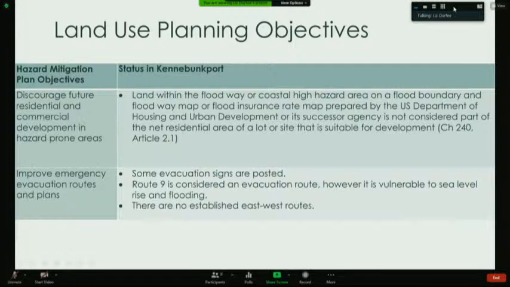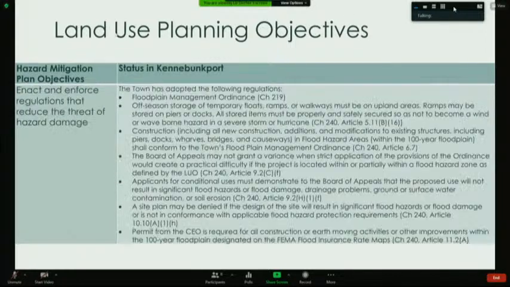Another objective from the plan is enact and enforce regulations that reduce the threat of hazard damage. And I pulled out some of the sections of your floodplain management ordinance prohibiting hazardous off-season storage of items that could become airborne or moved during a wind event.